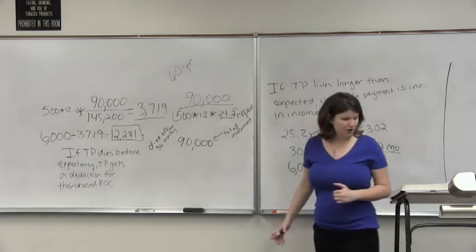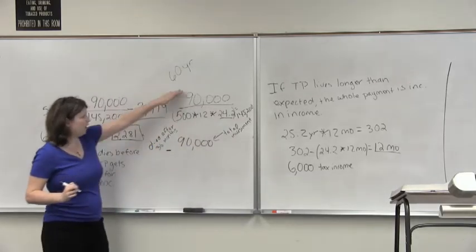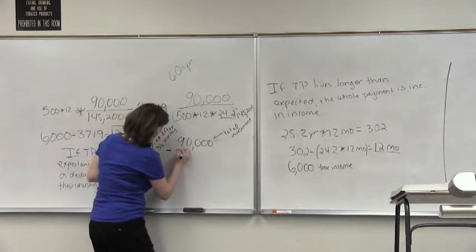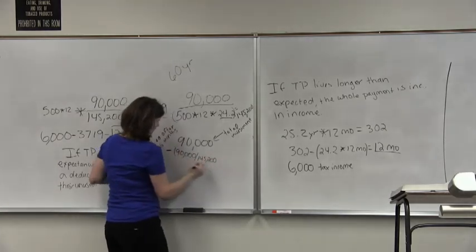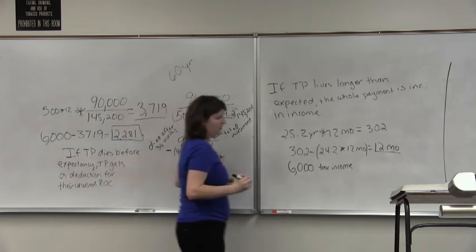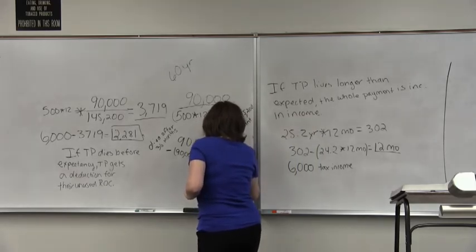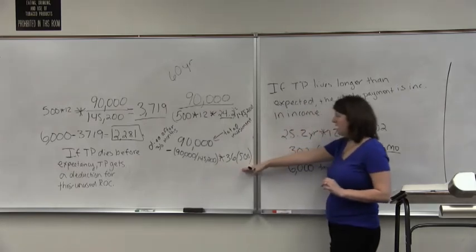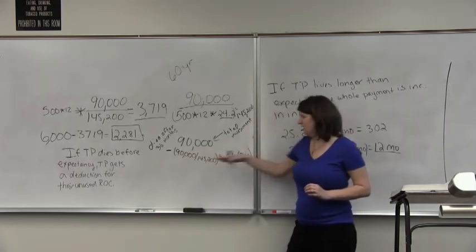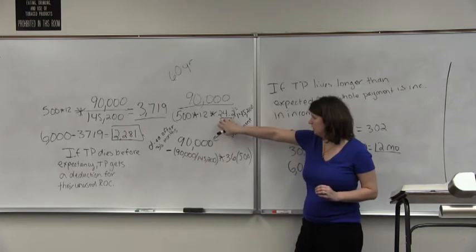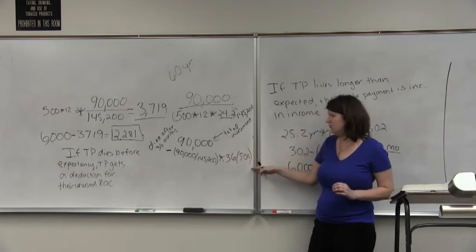So if we take 90,000 and subtract our ratio of $90,000 over 145,200 times 36 payments of $500. This is the amount of return on capital that she has already used, right? This is the ratio from up here times 36 payments of 500, because she has received 36 payments of 500 until she died.